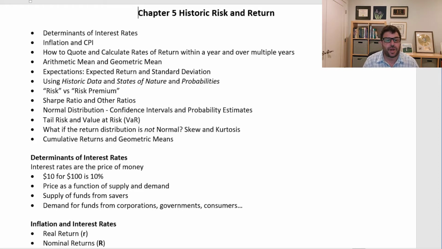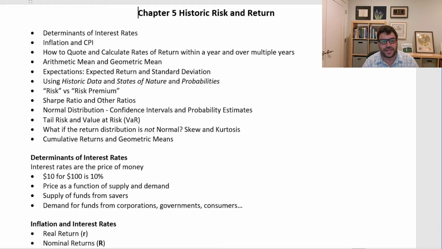So here's a quick outline. We'll talk about the determinants of interest rates, a little theory. We'll talk about inflation and the CPI, how to quote and calculate rates of return both within 1 year and over multiple years, and how these things are quoted is specific and important. We'll talk about mean returns or average returns. We'll talk about the arithmetic mean and the geometric mean and the difference between these things.